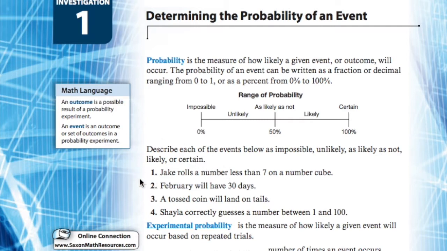Number 1, Jake rolls a number less than 7 on a number cube. Well, if I have a die in front of me, I know that there's a 1, 2, 3, 4, 5, and 6 on that number cube. And this says if he rolls a number less than 7. Well, 1, 2, 3, 4, 5, 6 are all less than 7. That means it's 100% certain. So I've applied that probability mathematically to the situation of the event here.